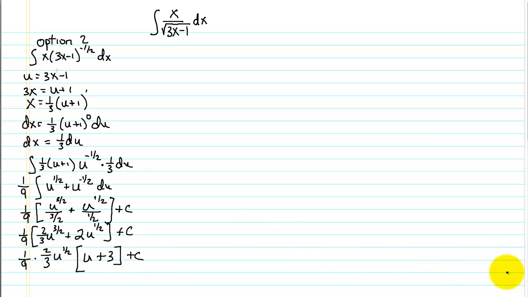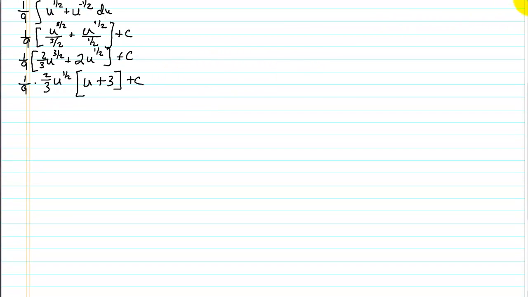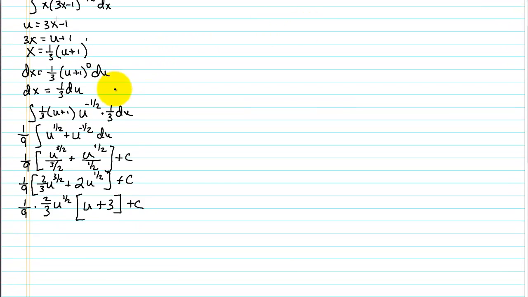Let's scroll this up a little bit here. Okay, I need to show a little bit more of this. We're ready to substitute. Well, we can combine this, so 2/3 times 1/9 is 2/27. u to the 1/2, u is 3x minus 1, and then I'm going to write that back in radical notation.